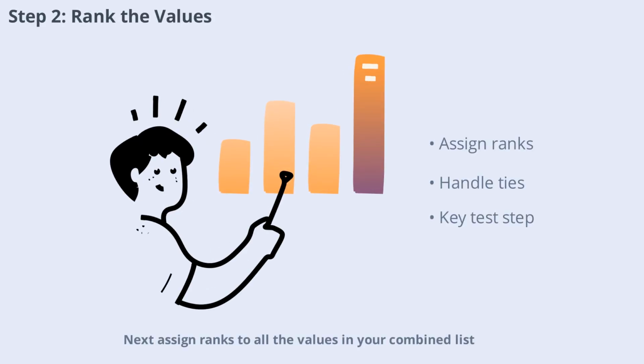Next, assign ranks to all the values in your combined list. The smallest value gets rank 1, the next smallest gets rank 2, and so on. If there are ties, meaning two or more values are the same, you assign them the average of the ranks they would have received. This ranking process is at the heart of the Mann Whitney U test.